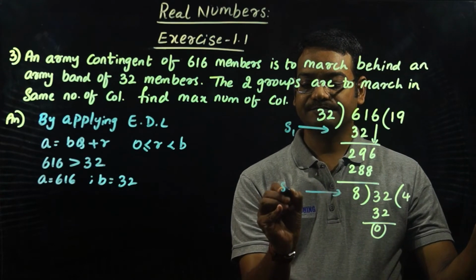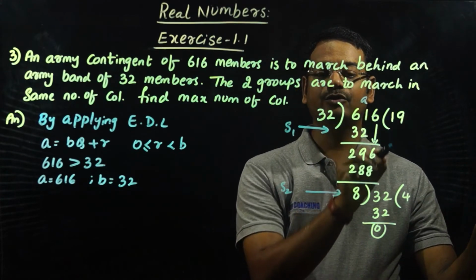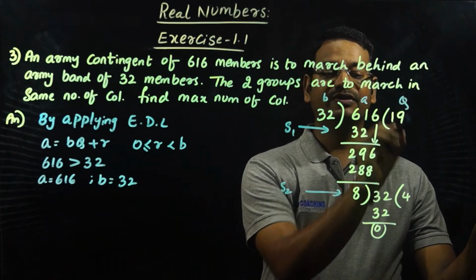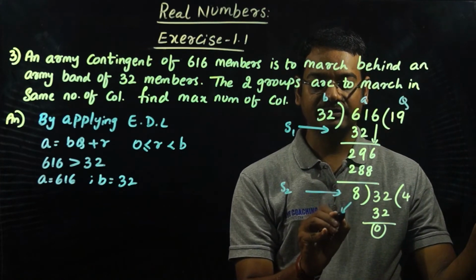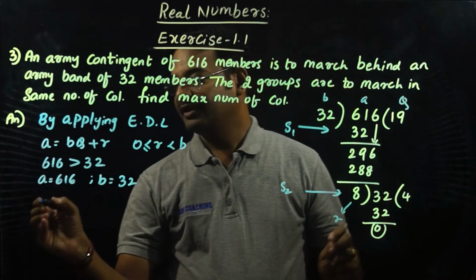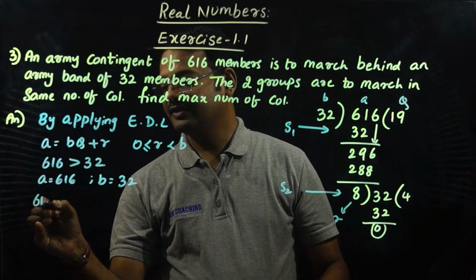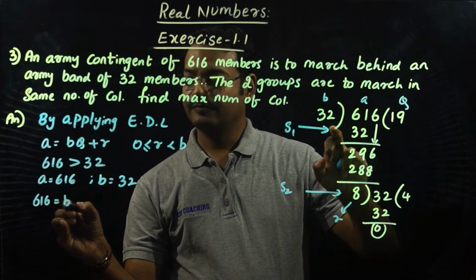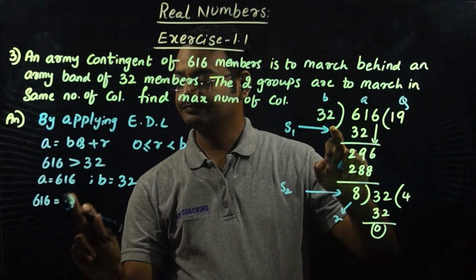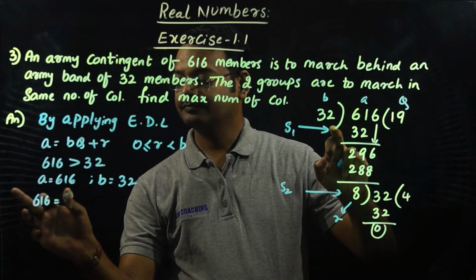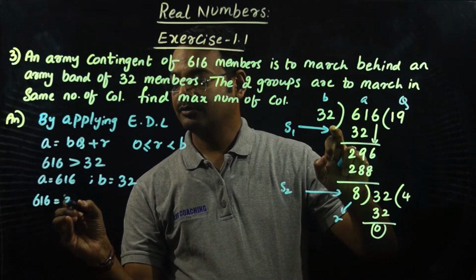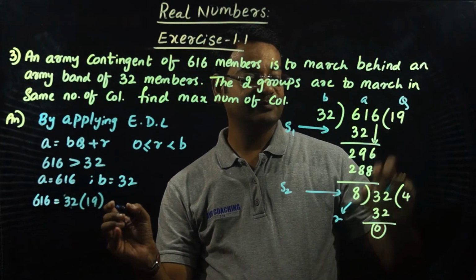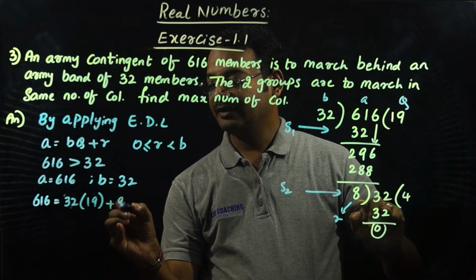This is the second step. In the first step, A is equal to 616, B is equal to 32, Q is 19, and the remainder is R. So applying Euclid's division lemma, A, 616, is equal to BQ plus R, where B is 32, the quotient is 19 and the remainder is 8.